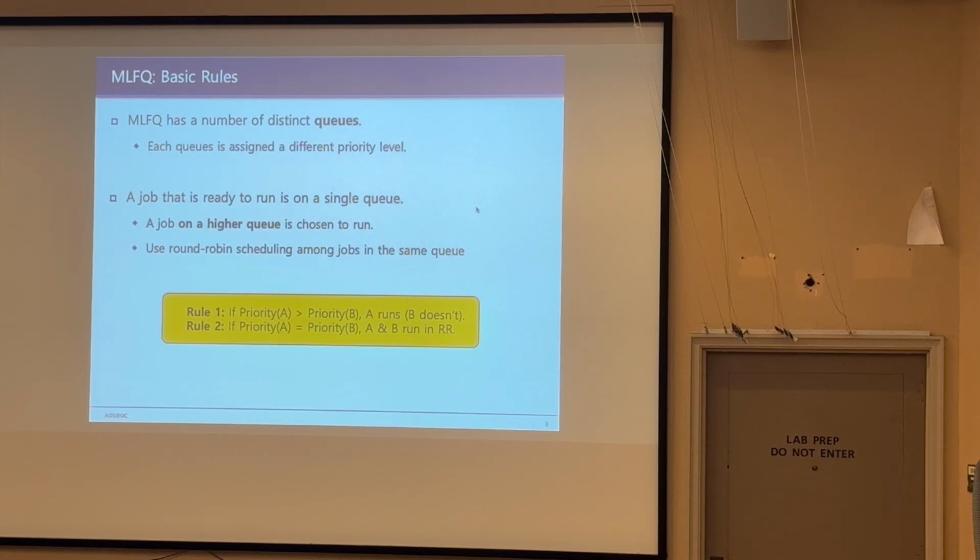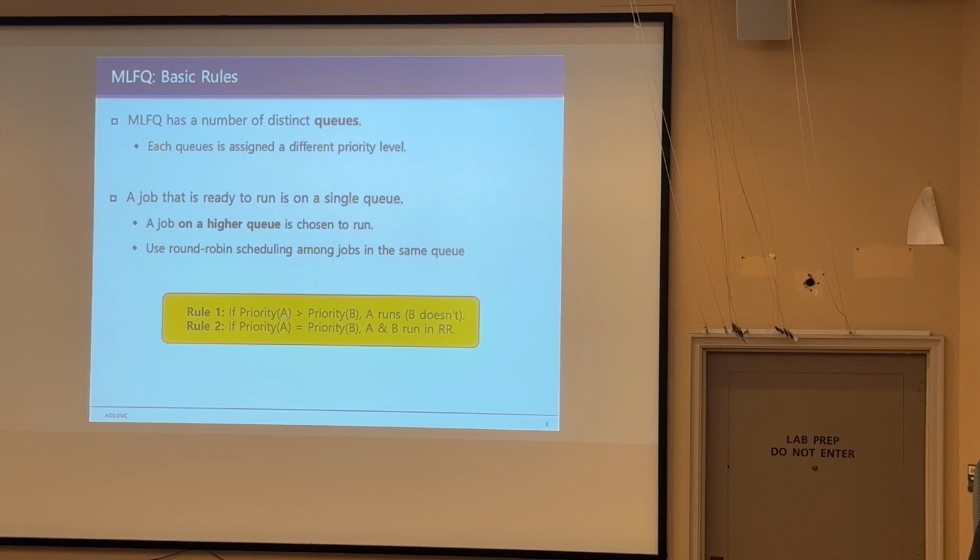Multi-level feedback queue has a number of distinct queues, and each queue is assigned a different priority level. A job that is ready to run is on a queue. A job on a queue with higher priority is chosen to run. And the jobs that have the same priority will be scheduled using round robin. We explain this. These two rules are very simple.